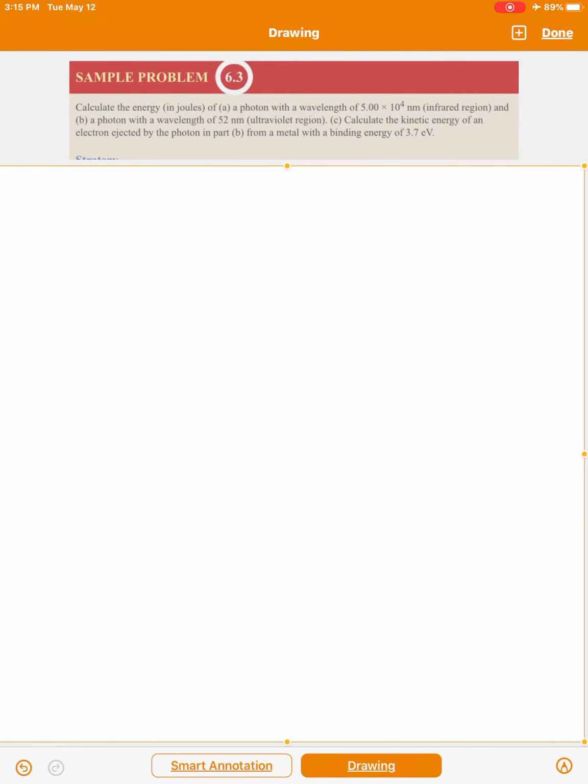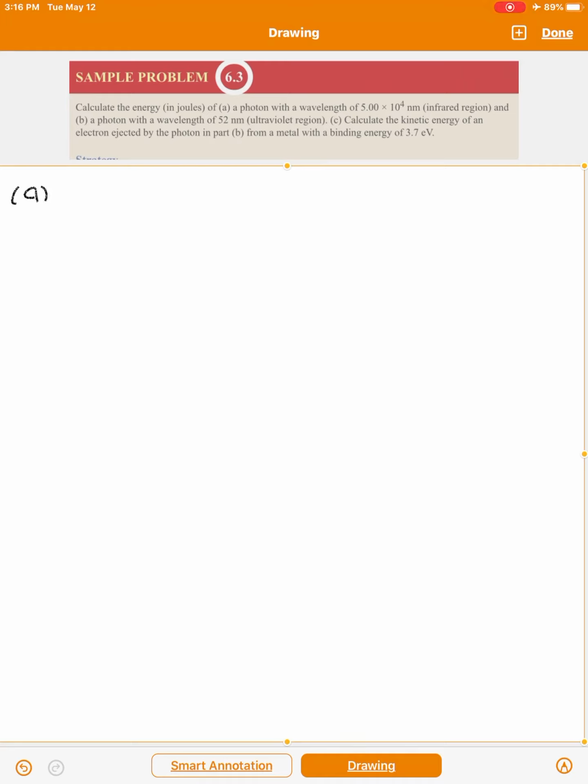Sample problem 6.3. Calculate the energy in joules of a photon with a wavelength of 5.00 times 10 to the 4 nanometers, which is in the infrared region of the spectrum, and B, a photon with a wavelength of 52 nanometers, which is in the ultraviolet region. And then part C, calculate the kinetic energy of an electron ejected by the photon in part B from the metal with a binding energy of 3.7 electron volts. Okay, 3.7 eV. So let's do A and B.